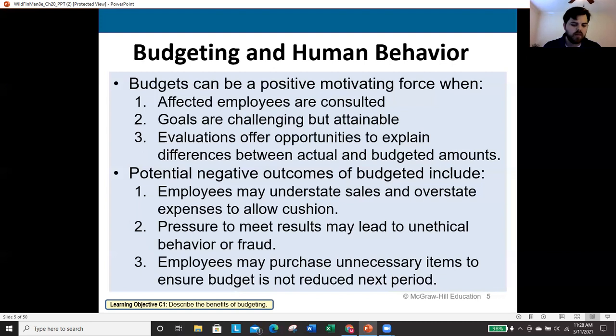So very good. Now, there are some negative outcomes, and we kind of hit on these. We'll go ahead and look at this again. So having a budget can lead us to understate sales or overstate expenses. This can allow what is called budgetary cushion, where we did really well this year, so I understate sales a little bit to give me those sales in the next period, which would make me have to do less work then, and maybe it gives me a better review on a consistent basis. So it can lead to some more shady behavior. That can lean into fraudulent behavior at a certain point.